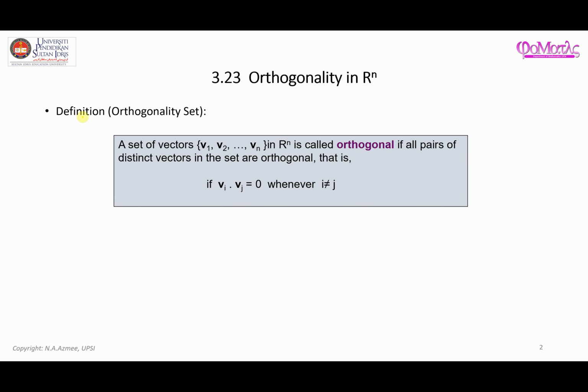In this video, I would like to talk about the idea of orthogonality in a vector space. And here we're going to start off with the definition of an orthogonal set. We have a set of vectors. So here we have a couple of vectors inside this set.